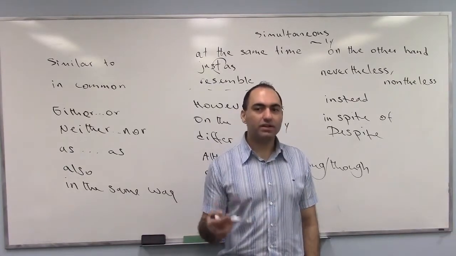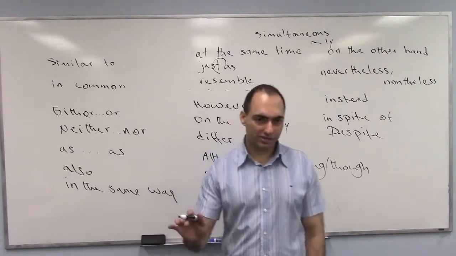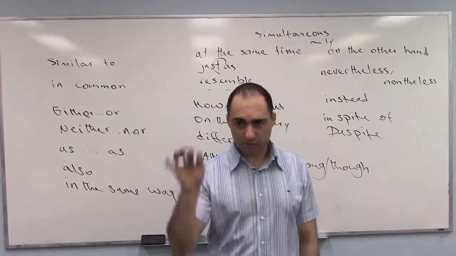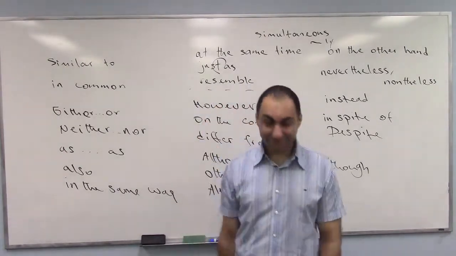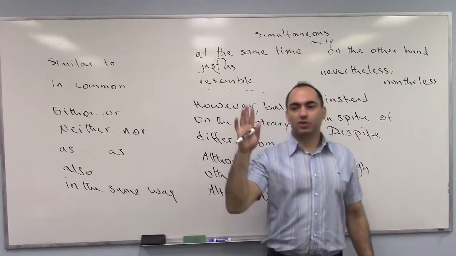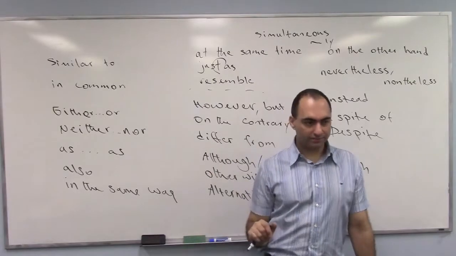So I would say Lisa resembles her sister. Or she doesn't resemble her sister. No preposition. I've said it in the videos. Watch the videos. And compare and contrast. So she resembles her sister, she doesn't resemble her sister.